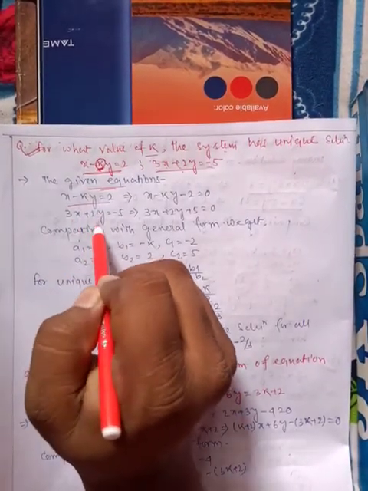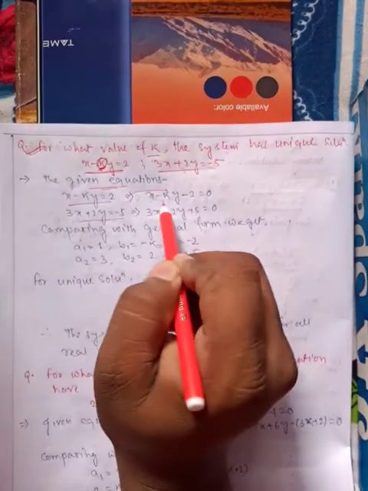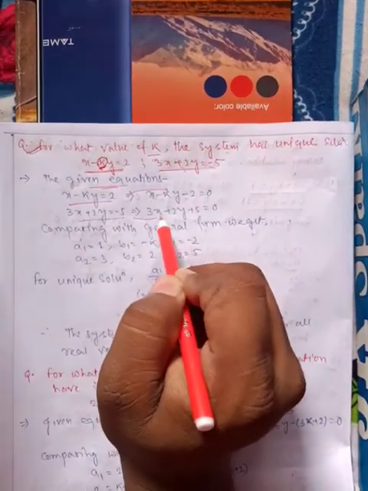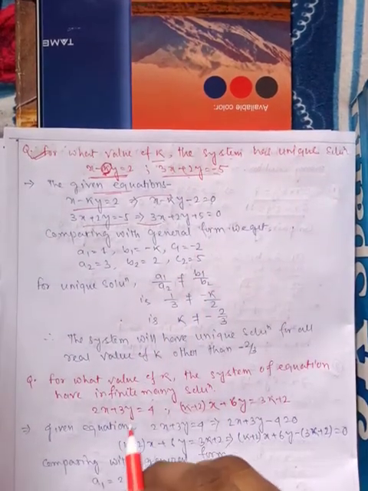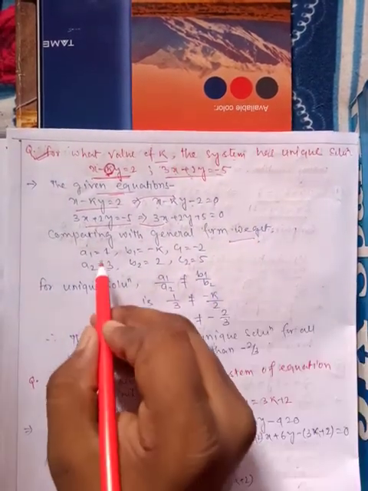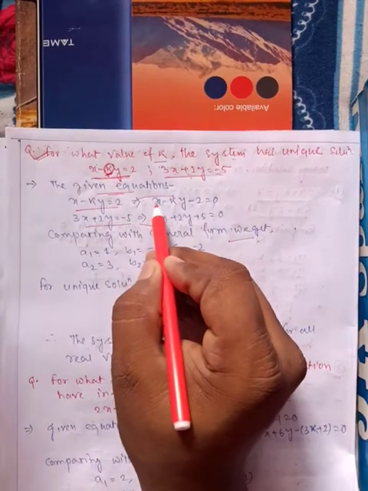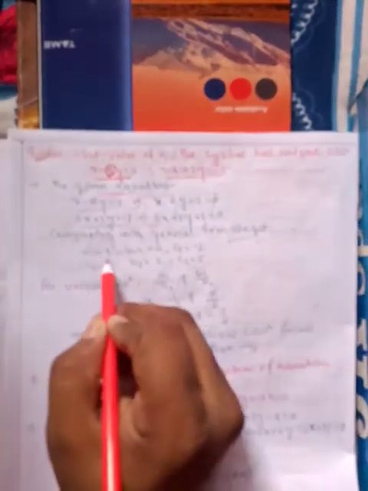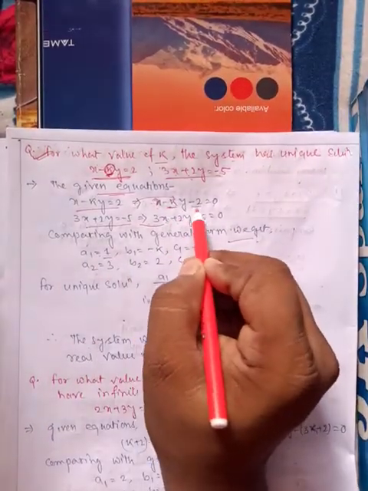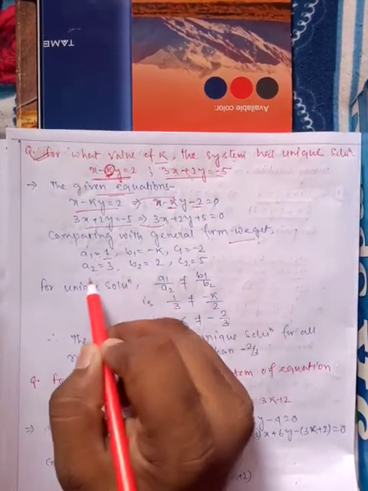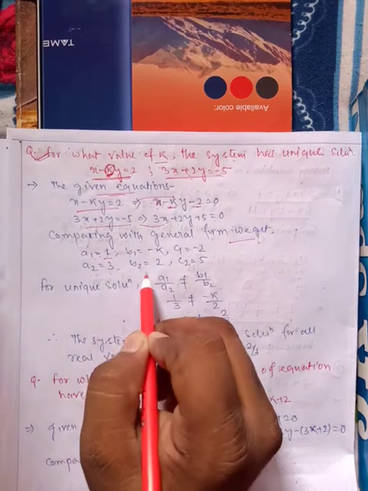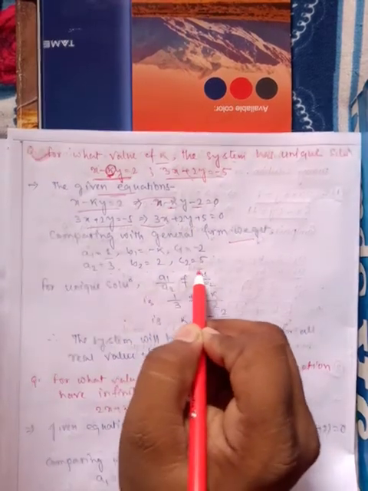Convert the given linear equations to the general form: x minus ky minus 2 equal to 0 and 3x plus 2y plus 5 equal to 0. Now comparing with the general equation, a1 equal to the coefficient of x in the first equation, so this is 1, then minus k and minus 2. So a1 equal to 1, b1 equal to minus k, c1 equal to minus 2, a2 equal to 3, b2 equal to 2, c2 equal to 5.